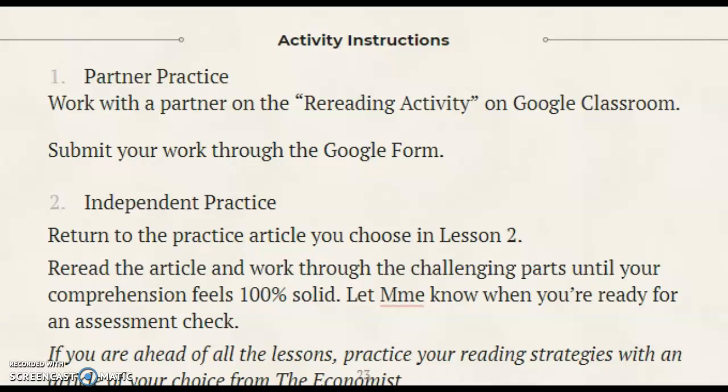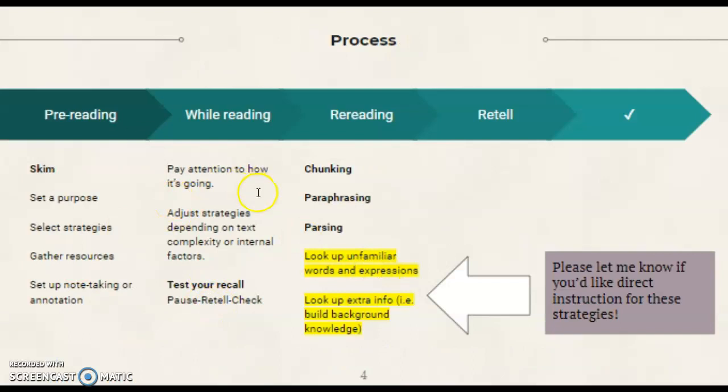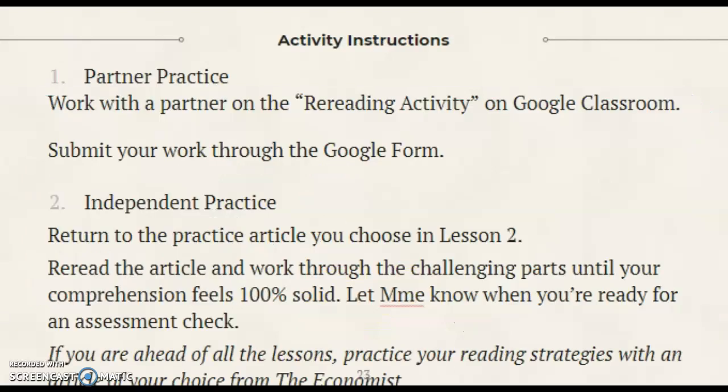Your independent practice now is to go back to the practice article that you read last class and work through it. Work through all of the challenging parts using chunking, paraphrasing, and parsing until your comprehension feels like 100% solid. You'll also want to maybe incorporate the ones that we didn't talk about, looking up unfamiliar words and expressions, looking up extra info to build your background knowledge. The idea is that you want to have a very, very solid comprehension of your article so that you can let me know when you're ready, and I will come do a quick spot check assessment to see if you really understood the text as deeply as you think that you did.